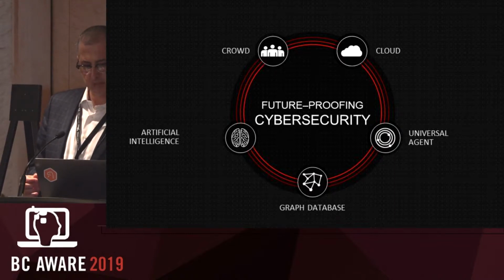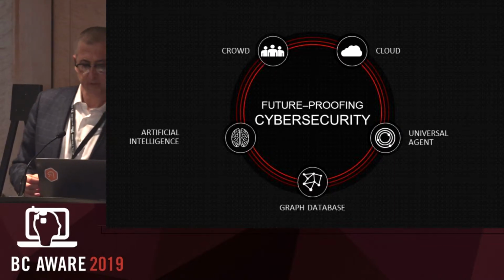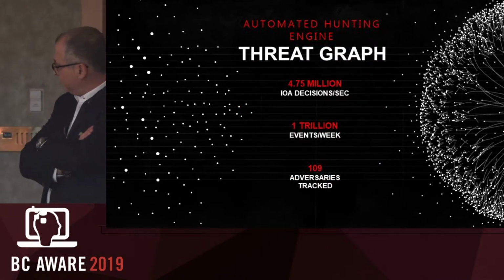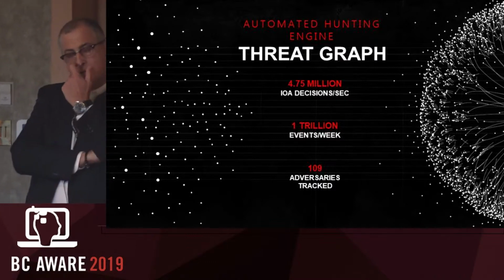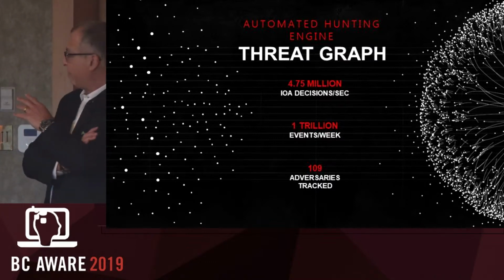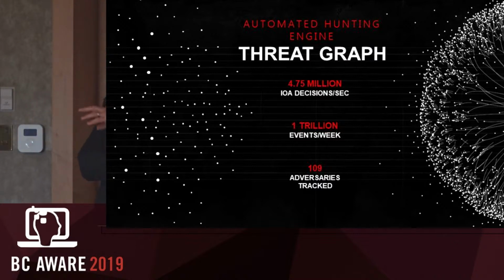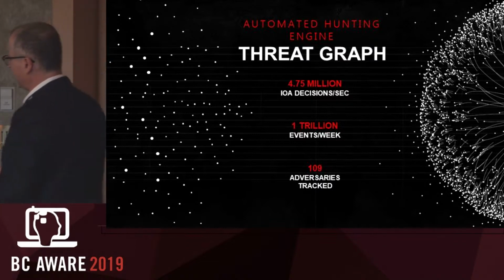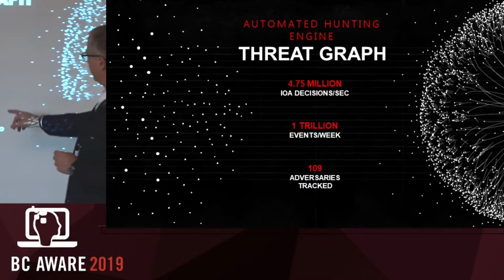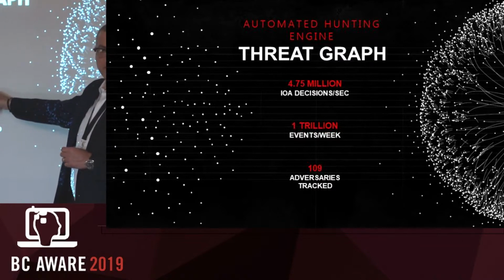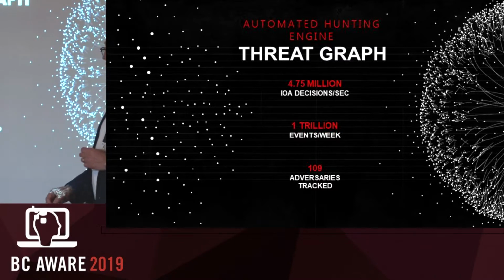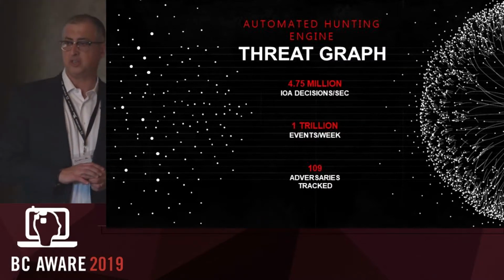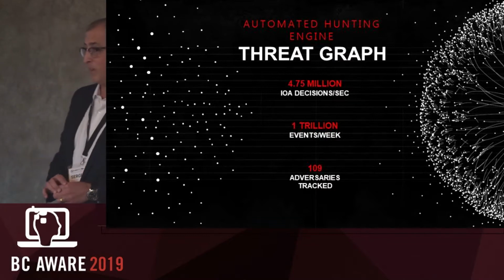Okay. Now, next one. Perfect. So I talked a little bit about Threat Graph. One other thing that we do, and Threat Graph is probably the secret sauce for us. Okay, so it's all ML and AI based, but the beauty of it is this number: 1 trillion events per week. And the next one is 4.75 million decisions per second. What does it mean to you?